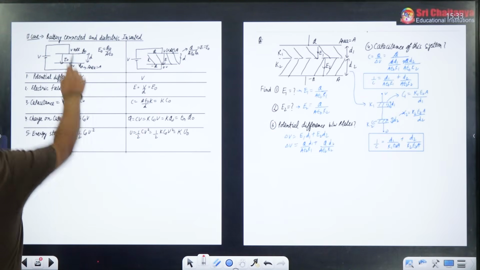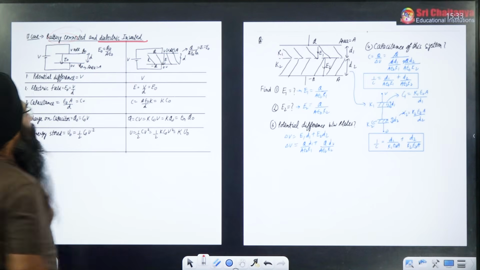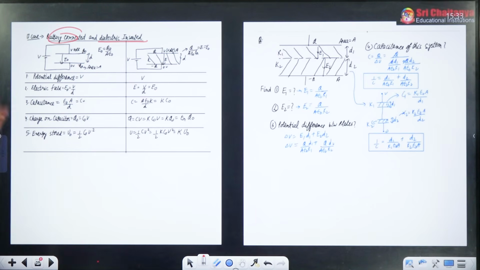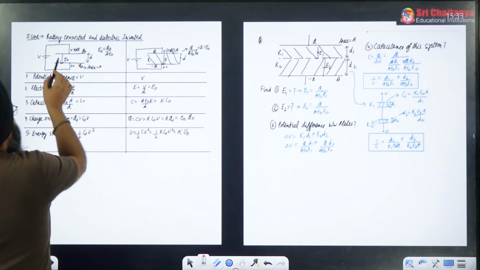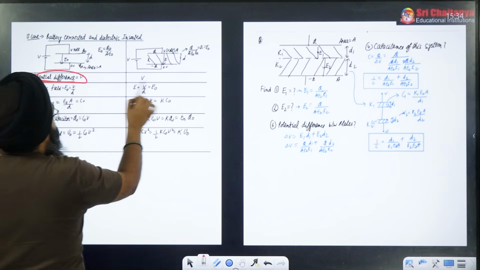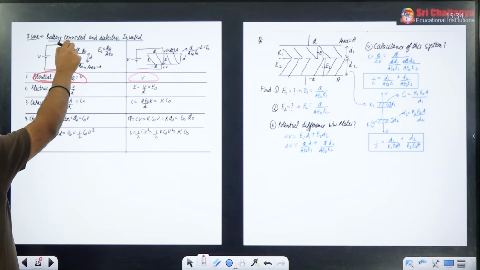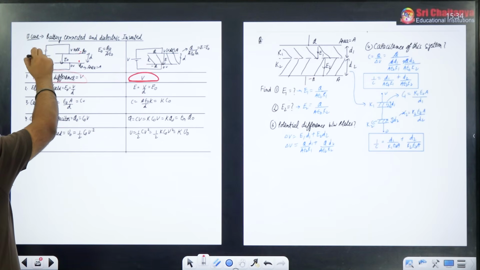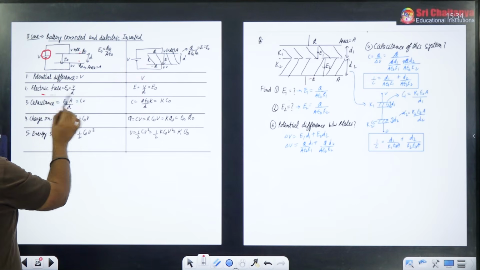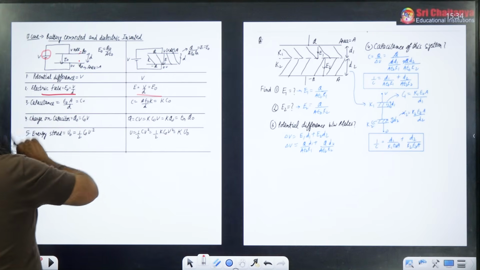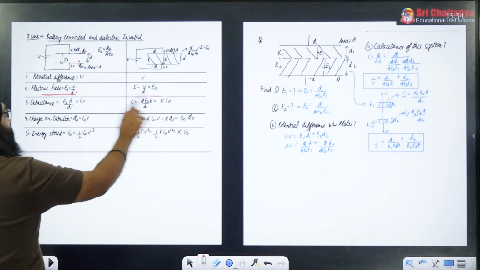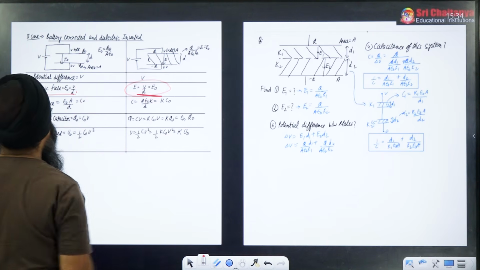Now, if the battery is connected and the dielectric is inserted, what will happen? In that case, the potential difference will not change. Potential difference will remain the same, because you have not disconnected the battery. So finally the capacitor voltage will be equal to the battery voltage. The electric field will not change. Why? Because the potential difference is the same and d is the same, so the net electric field will always remain the same.